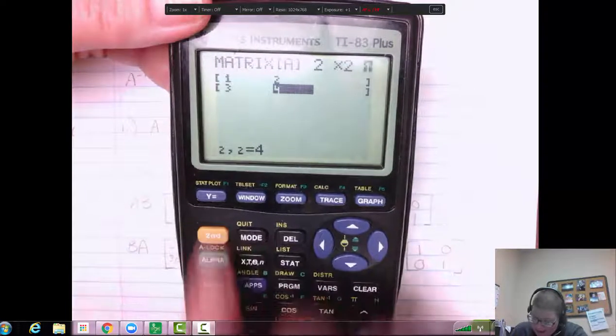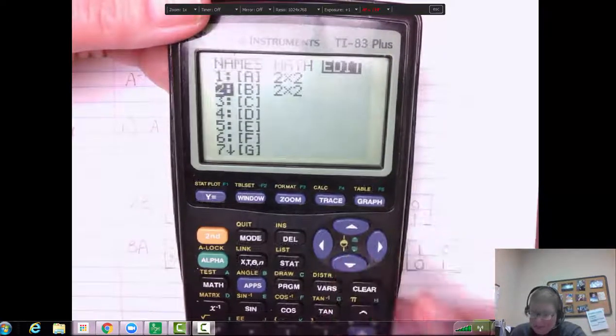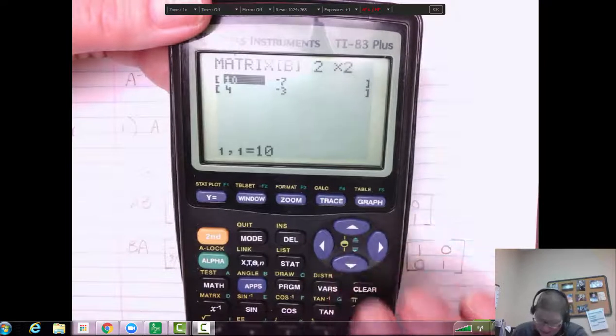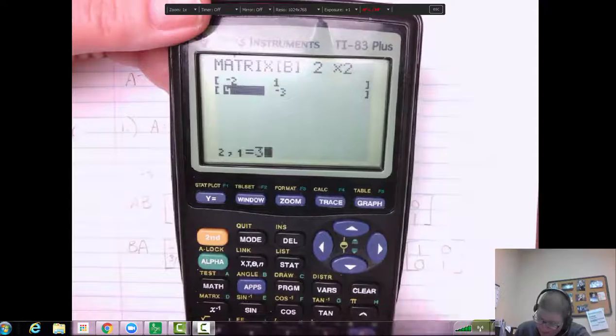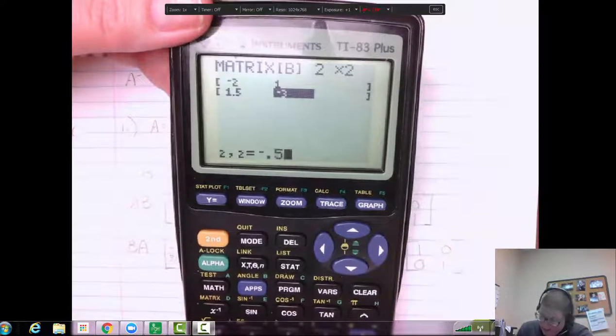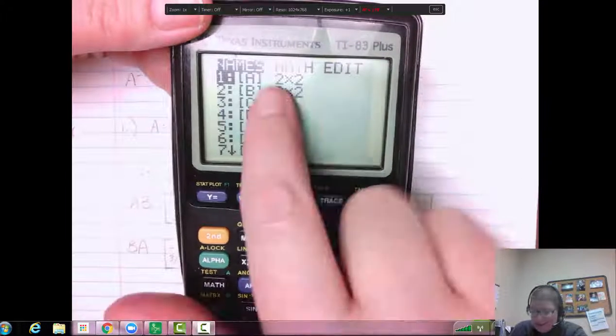And then I'm going to go back into matrix. I'm going to go into edit again, but I want to go into B, and it is a 2 by 2, but I got to make sure it has the right numbers, which it doesn't, which was negative 2, 1, 3 divided by 2 is how I'll do 3/2, and negative 1/2. All right, so I have in second matrix the 2 by 2 matrices.